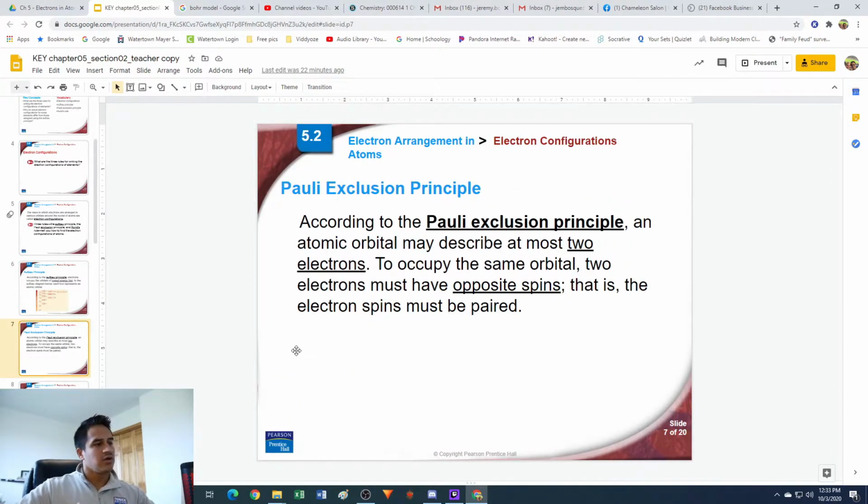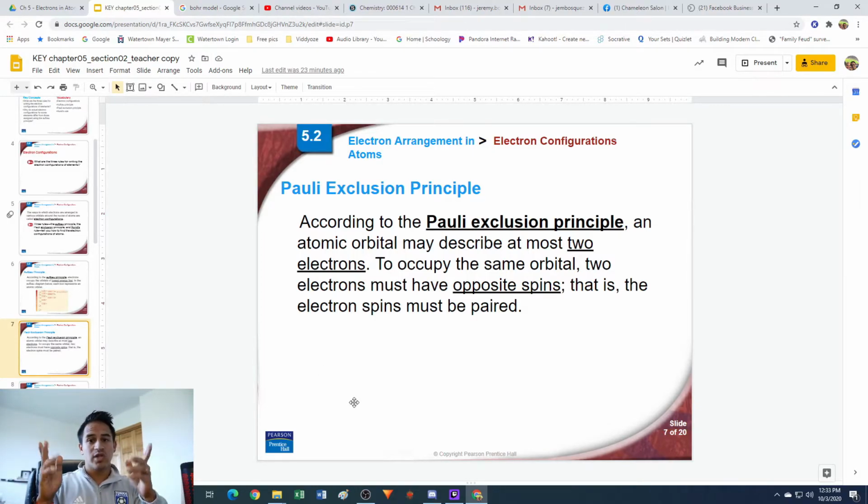So, okay, the second rule, the Pauli exclusion principle, basically says that at most, any orbital can only have 2 electrons in it. Okay, so the maximum number of electrons you can have in an orbital is 2. And if you do have 2 electrons in an orbital, they have to be spinning in opposite directions. So electrons, a lot of times, are constantly spinning. Okay, they're either spinning clockwise or counterclockwise. Or a lot of times we'll denote them as spinning up or spinning down.